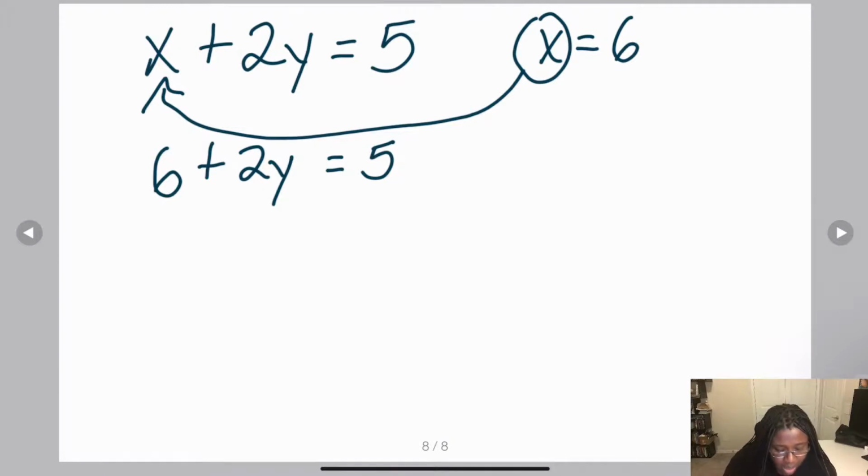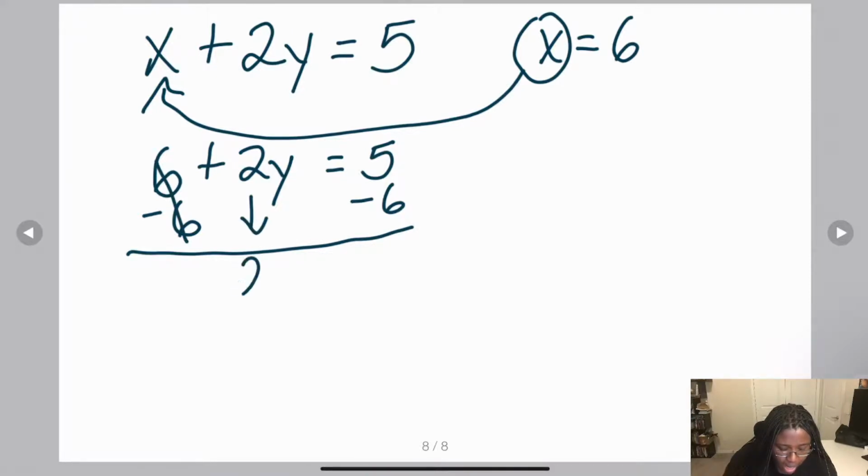So we have a 6 and we have a 2, but let's take it slow. Let's start with the 6. We're going to subtract 6 on both sides of the equal sign. 6 minus 6 will give you 0. We're going to bring that 2y down. It's still positive. And it's going to be equal to 5 minus 6, which is -1.